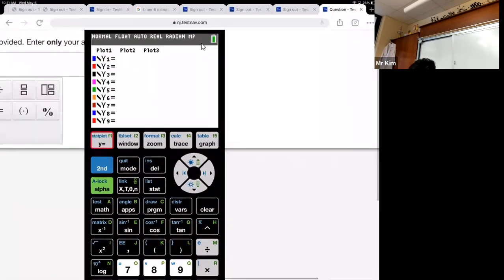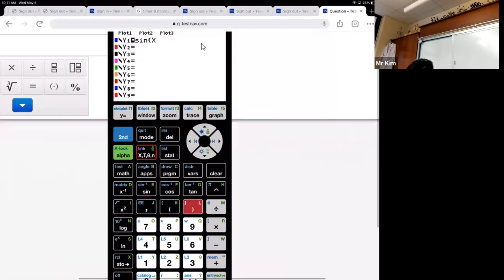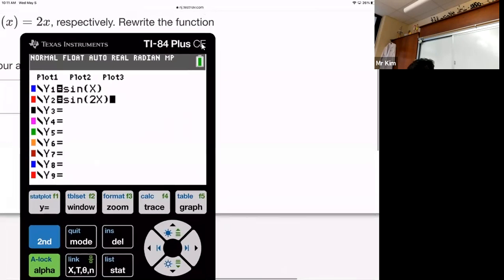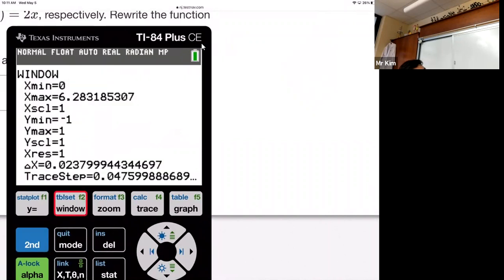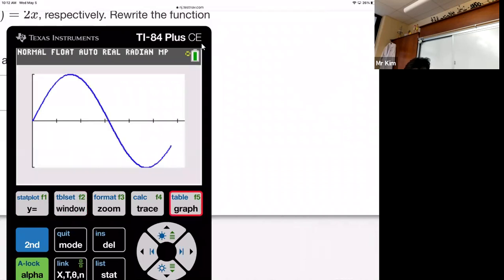Then for y equals, please type in sine of x, the original parent function, and y2 sine of 2x, like this. Remember, your window is like this. X min is at 0. And when you press graph, this is what you should see.